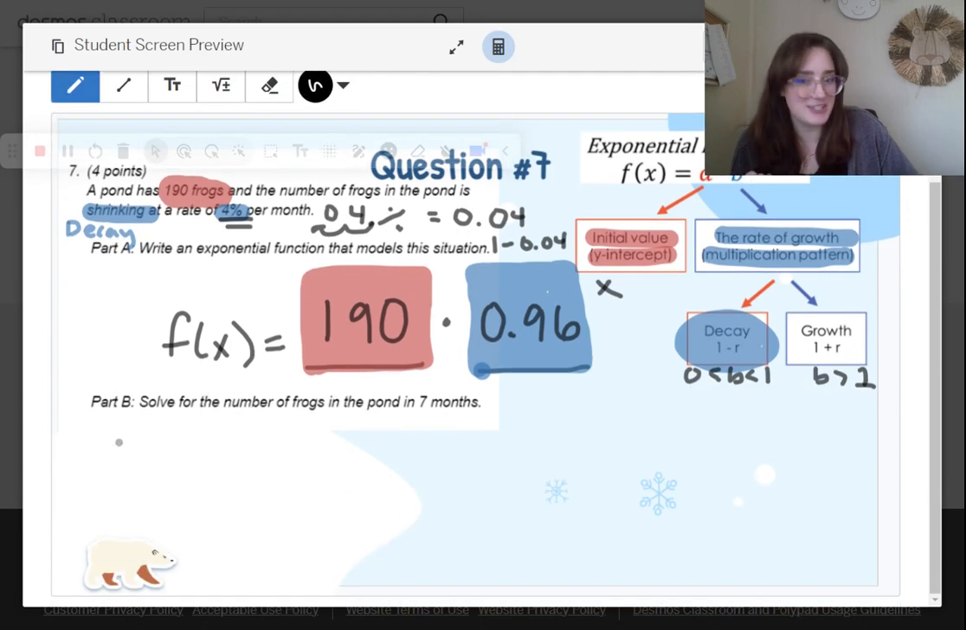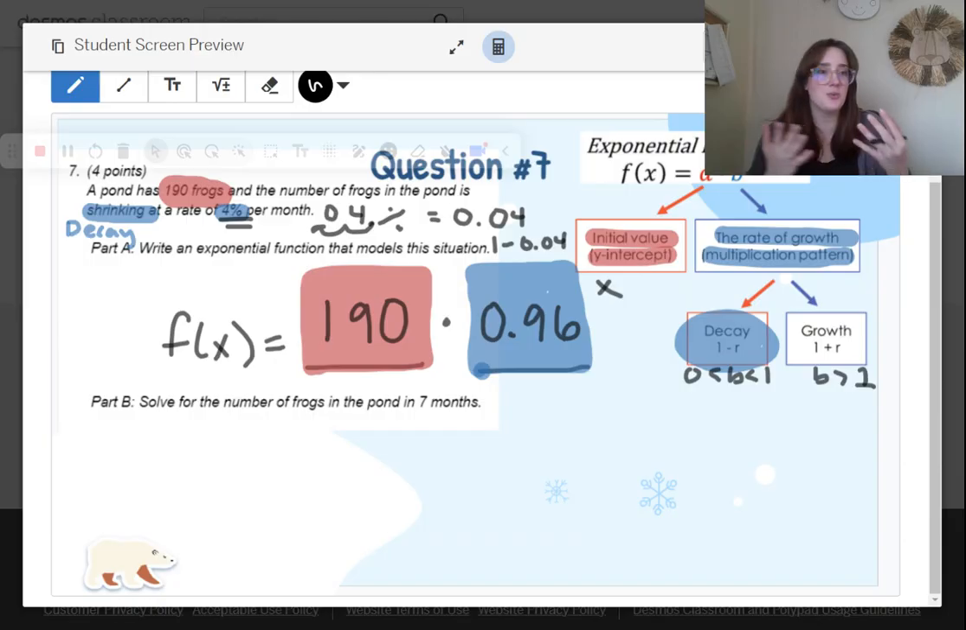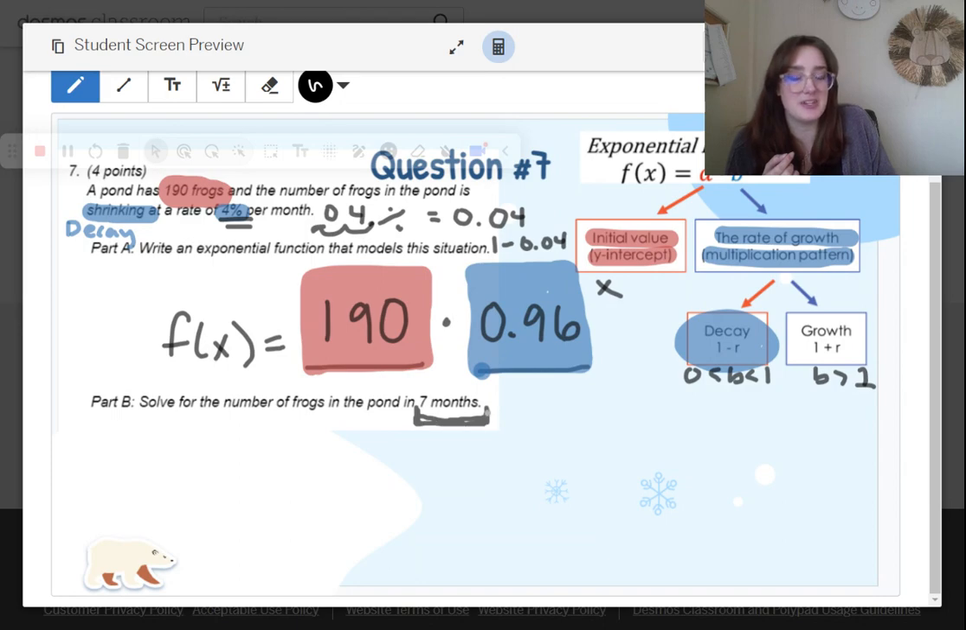Cool. Part 2, we want to now know the number of frogs in the pond in 7 months. So we'd like to know, after 7 months of this population shrinkage, how many frogs can we expect to see in the pond? All right. So again, we're asking ourselves, is this an X or Y value that they're giving us for 7 months? We have gone over this a couple times. Remember, independent versus dependent variable. Independent variable is X. It's just happening on its own.